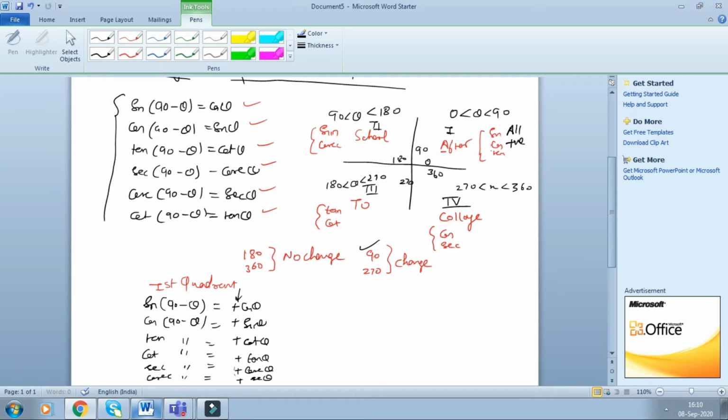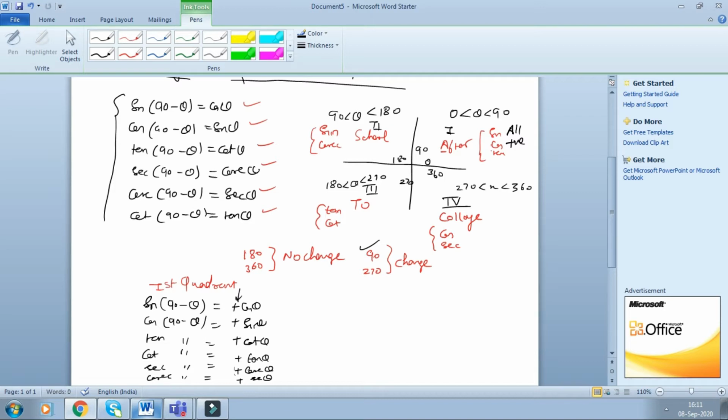That is why in 10th class you learn this, but nobody tells you why they are positive. They are positive because they fall in the first quadrant. Why do they fall in the first quadrant? 90 minus theta. If you calculate anything less than 90, it falls in the first quadrant. So that is why in the first quadrant they all are positive.